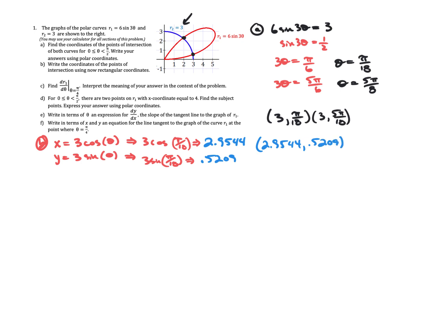Hopefully we can do it. How do I get my next ordered pair? I substitute in what? 5 pi over 18. So our r is still going to be what every single time on this one? 3. So now I have 3 cosine of 5 pi over 18, and I have 3 sine of 5 pi over 18. So our x value is? 1.9284. And our y value is? 2.2981.